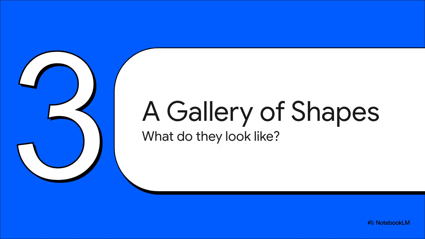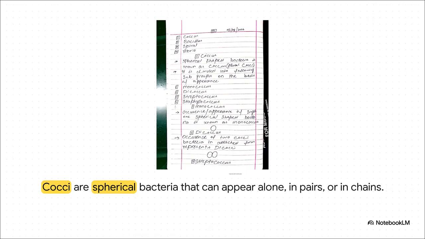All right, so we've got color, we've got how they move. The third big piece of the puzzle, and maybe the most obvious one, is just what shape are they? First up are the cocci. These are just the round, spherical ones. If you see just one, it's a monococcus. A pair is a diplococcus. And if they form a chain, that's streptococcus. And yep, that's the strep in strep throat.